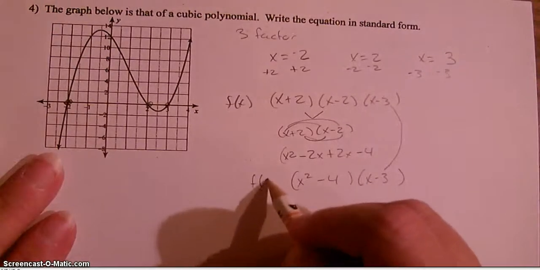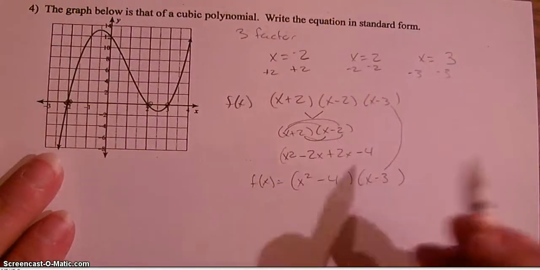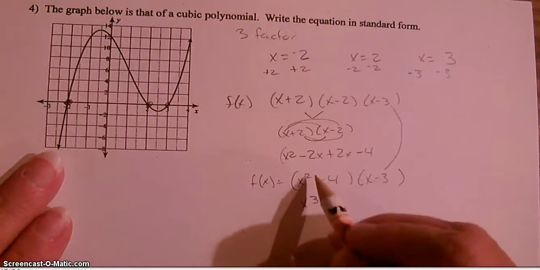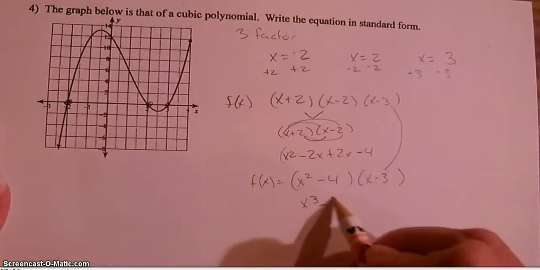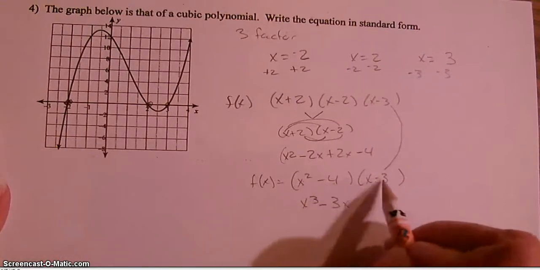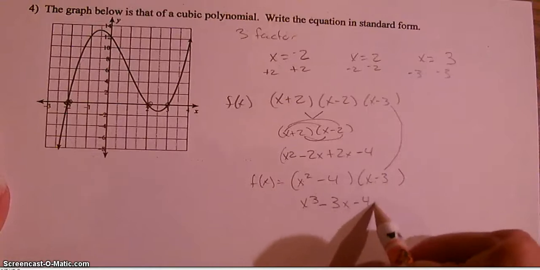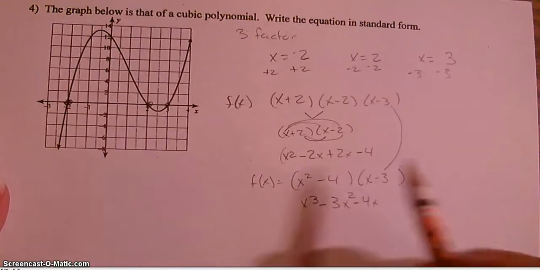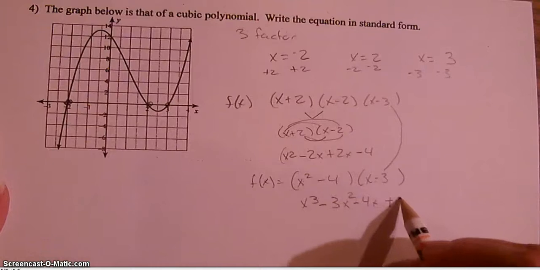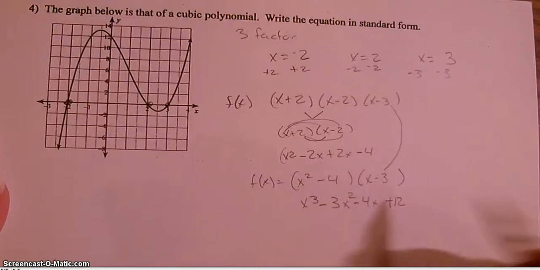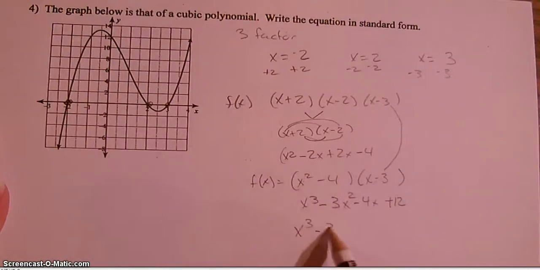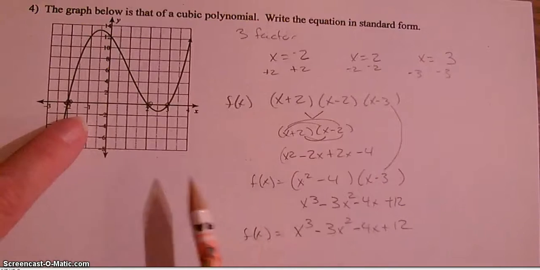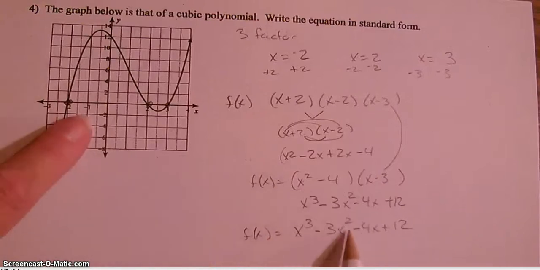So I have f of x is equal to x squared times x gives me x cubed. x squared times negative 3 is minus 3x squared. Negative 4 times x is minus 4x. Forgot my squared there. And then negative 4 times negative 3 is plus 12. Combine my like terms here. I have x cubed minus 3x squared minus 4x plus 12. So the polynomial function of the graph is this equation.